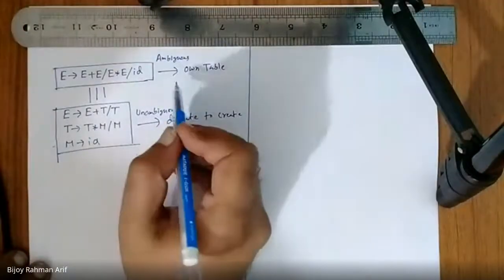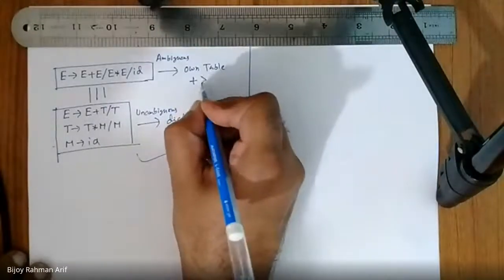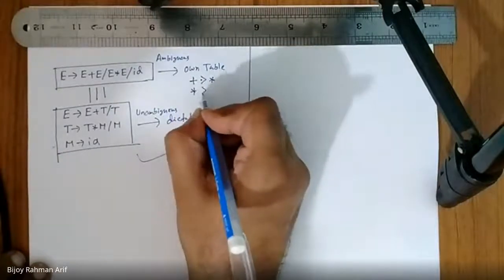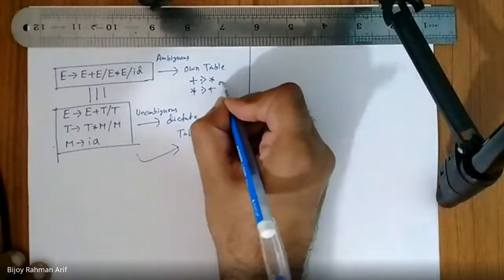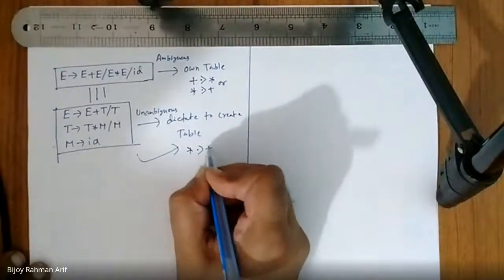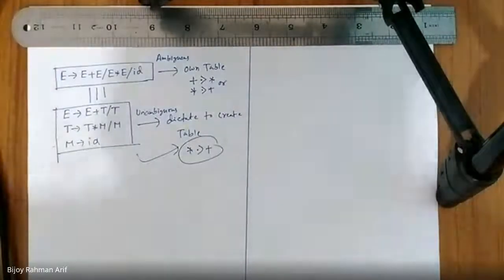Whenever you are creating your own table, you can fix whether plus should have higher precedence than star, or star should have higher precedence than plus. It is your choice. But in this case, you don't have any choice, because star has higher precedence than plus. It is actually printed there. Did you get it? Yes.